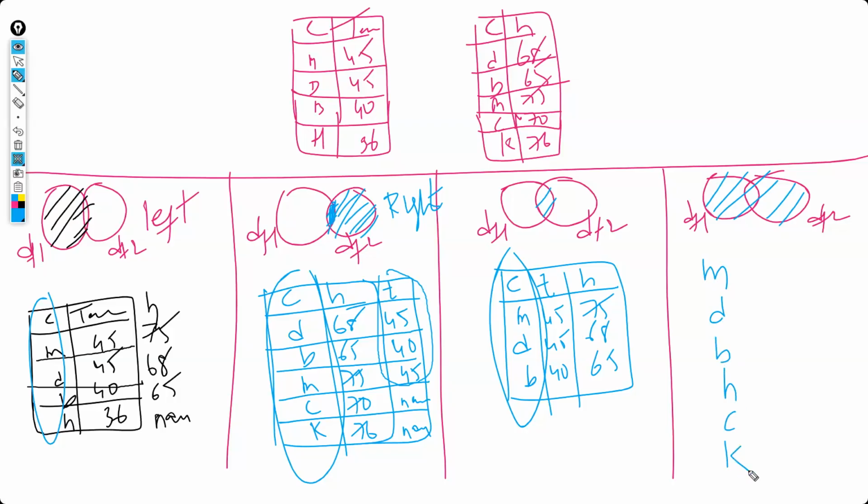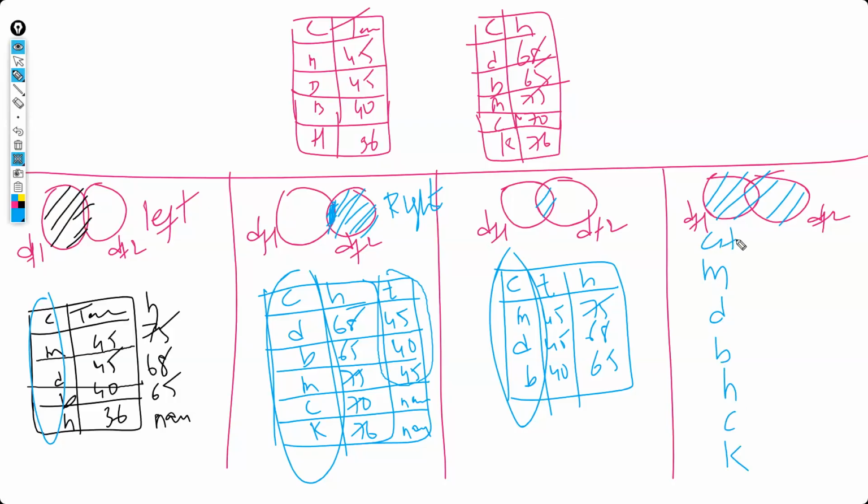All the city names. Observe clearly. Left side, what city names? Left side table city names. In the right merge, what city names? Right side city names. In the inner merge, common city names. In the outer, all the city names.